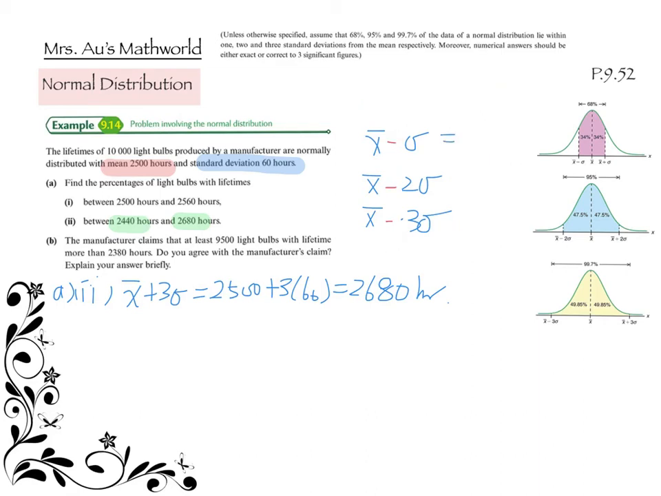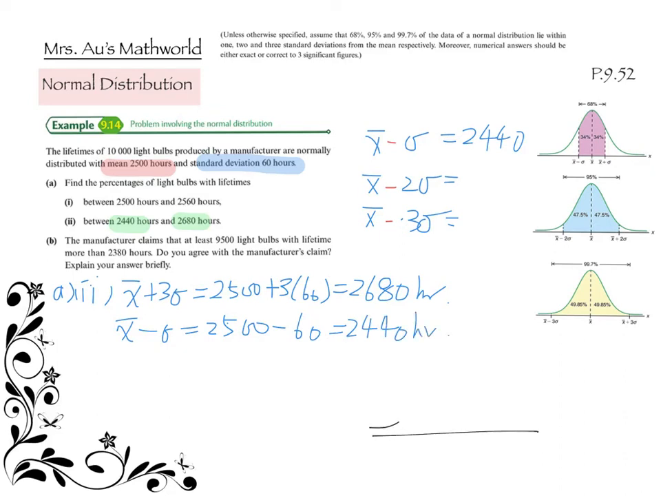Step 1. Then we go the other way around to look at 2,440. For subtraction, each time minus 60, so you get 2,440. It's already fine, so we can leave the rest alone. So x minus 1 SD, 2,500 minus 60, is 2,440 hours. Then we also sketch a bell-shaped curve.